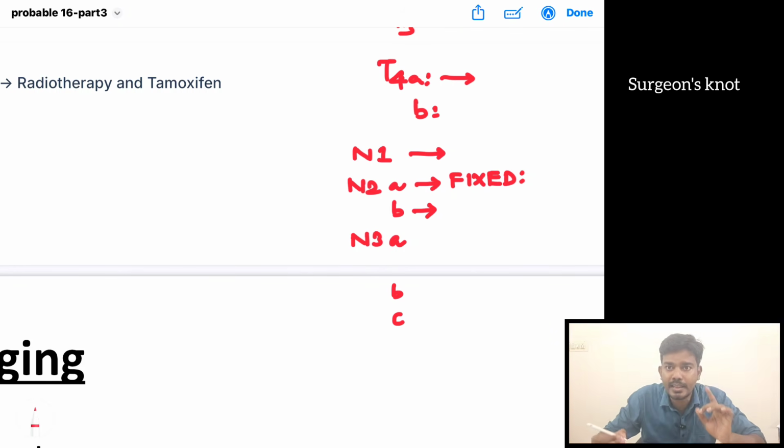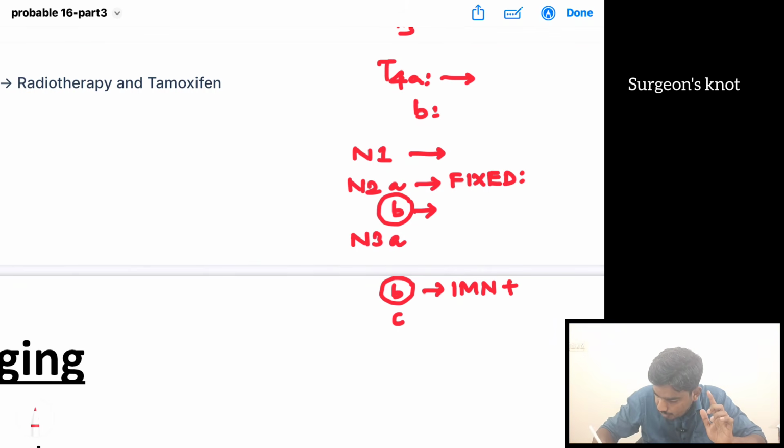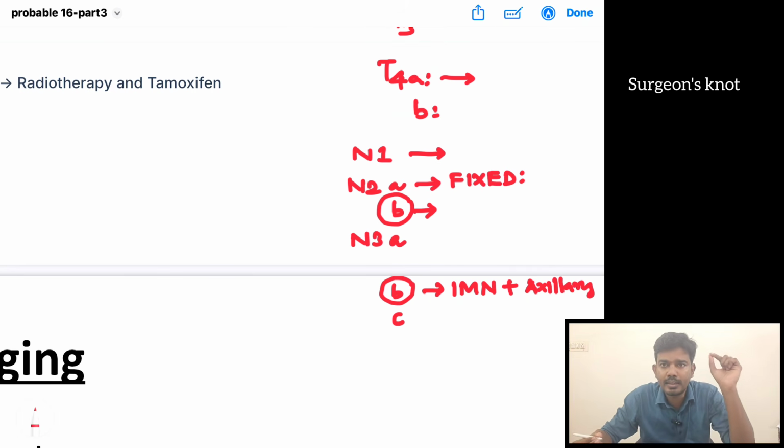Then if it is involving the internal mammary nodes, then it is N2B. So here we have to remember B involves internal mammary nodes. So N3B also has to involve internal mammary nodes. But N3B is bigger than N2B, so it has to involve something else also. So if internal mammary nodes are involved along with axillary nodes, it is N3B. We can't clinically tell that it is internal mammary nodes. Only if we do a CT scan or some radiological investigation can we know whether there is internal mammary node involvement. So N2B as well as N3B cannot be diagnosed clinically.